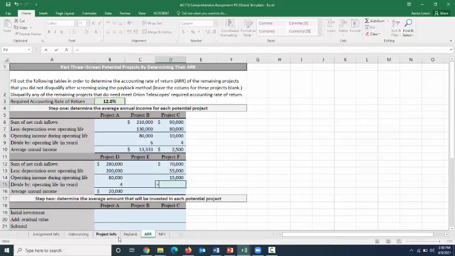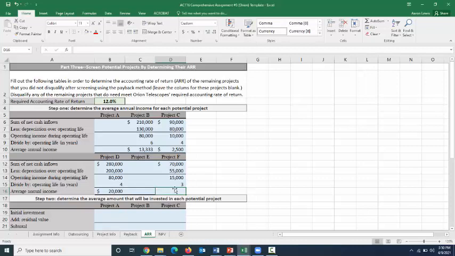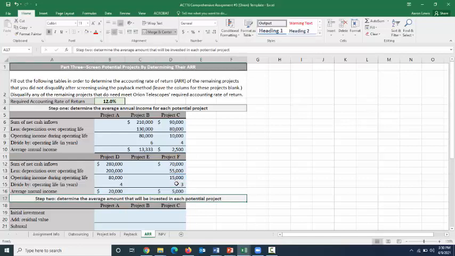Well, if we go back to our Info tab here, we see that that project has a life of 3 years. So if we're getting $15,000 over the span of 3 years from Project F, that project is going to increase our annual operating income on average by about $5,000 per year. So that's part of what we need to determine our accounting rate of return.